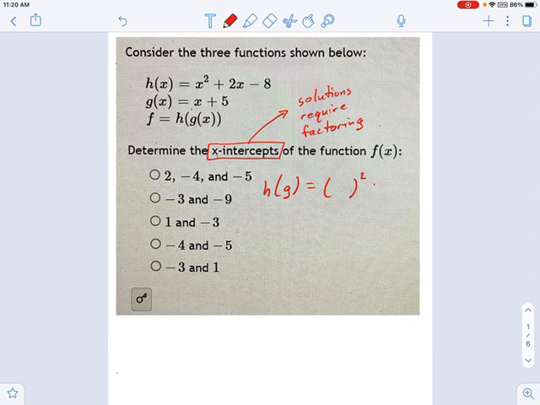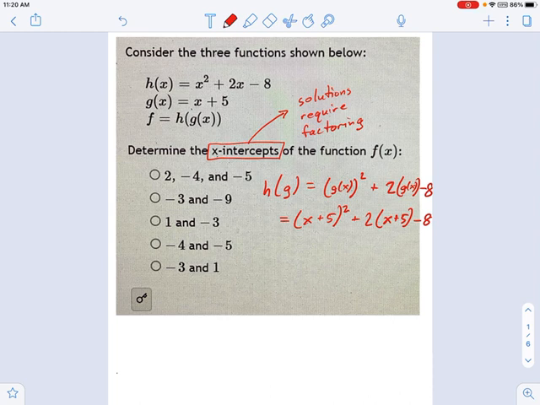Okay, so it's going to be something squared plus 2 times something minus 8. All right, well, the somethings are g. G of x goes right there, and g of x goes right there. So let's work out what that is. This becomes x plus 5. That's g of x. And plus 2 times x plus 5. There's g of x again. And minus 8.